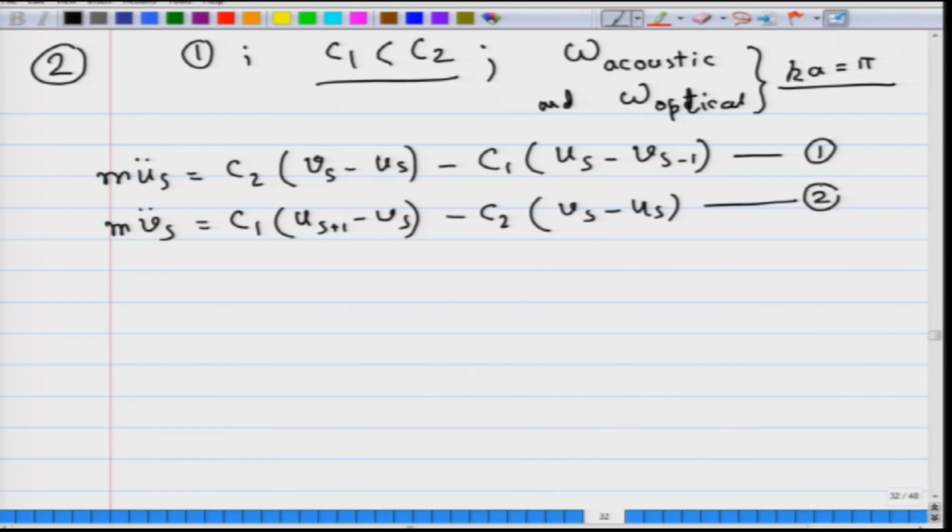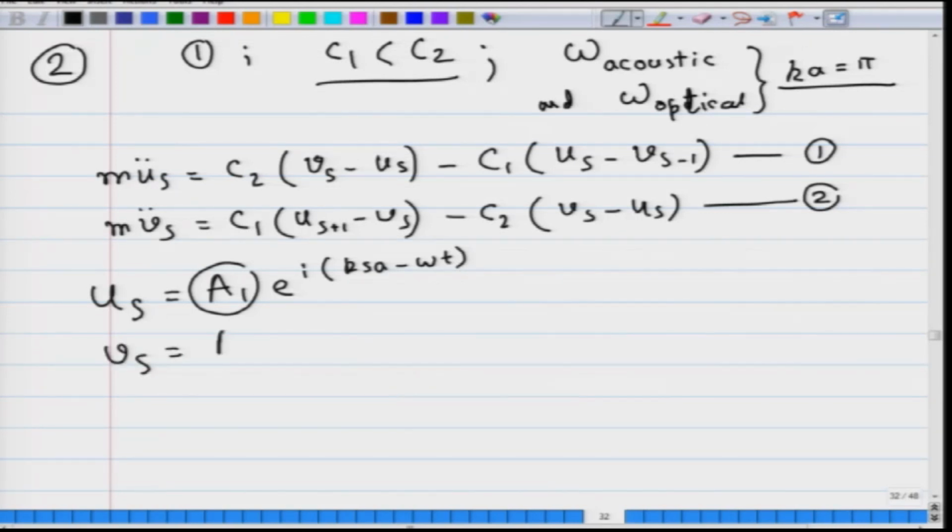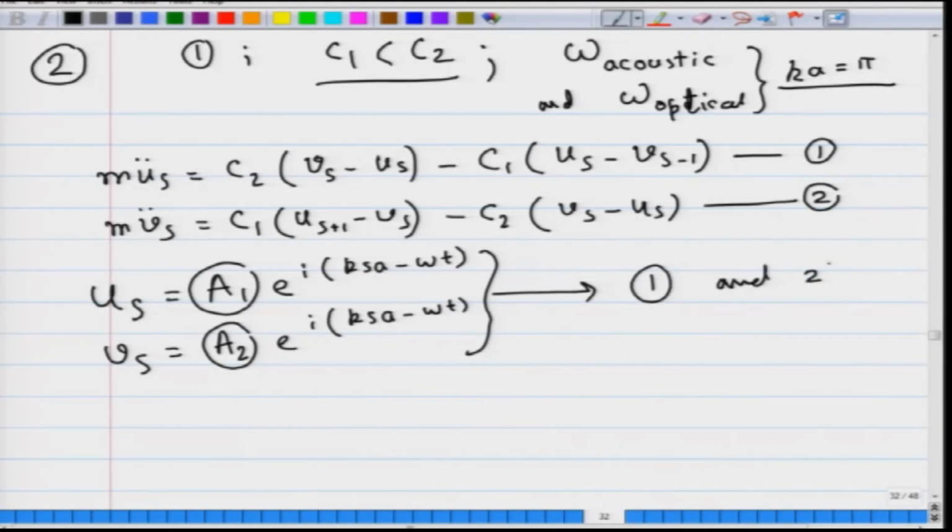Now, we put the solutions as just plane travelling waves. So, we put plane wave equations. Plane wave solution for u_s, I can take the amplitude to be A1, and for v_s, A2. They are at different amplitudes, but the waveform is the same for both of them, e to the power i(Ksa minus omega t). These are the two solutions. Now, we put these two values of u_s and v_s in 1 and 2.